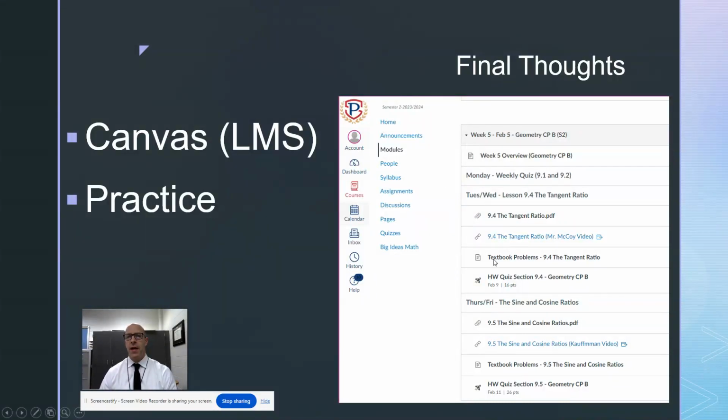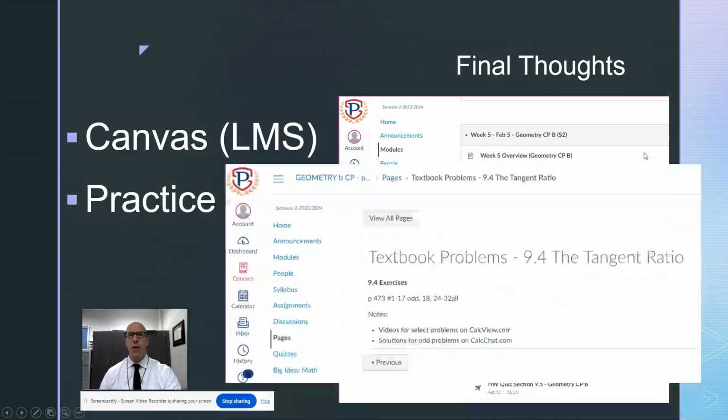Okay, but here's the next thing. So in class, we'll go over the notes. I'll do examples, some that I do, some that I ask them to do, and then we work them out together. Then I encourage students to do these textbook problems. So it says textbook problems from section 9.4. So I'm going to go ahead and click that.